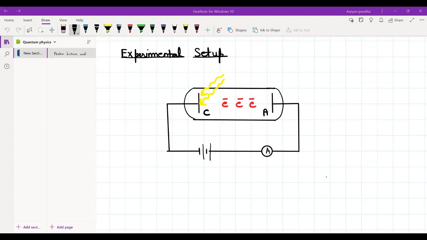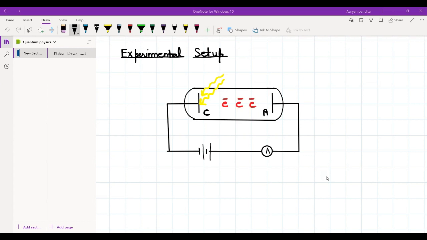The experimental setup is not that complicated. It is a very simple setup. As we can see, this experimental setup basically consists of two metal plates which are sealed inside a vacuum chamber. The two metal plates are mainly the cathode and the anode. As we all know, the cathode is mainly the emitter in this particular experiment.